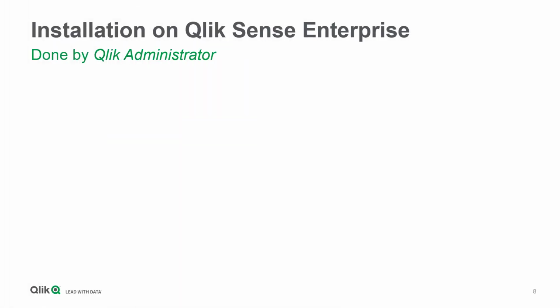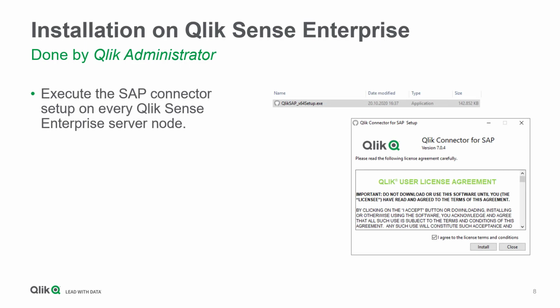Finally, you need to run the installation of the SAP Connector software package in your Qlik Enterprise client-managed landscape. Please be aware that the setup has to be executed on each Qlik server node in case you maintain a multi-node Qlik site. Afterwards, a license assignment is obligatory in order to activate the product. Let's have a look at a short demo of how the installation process looks.